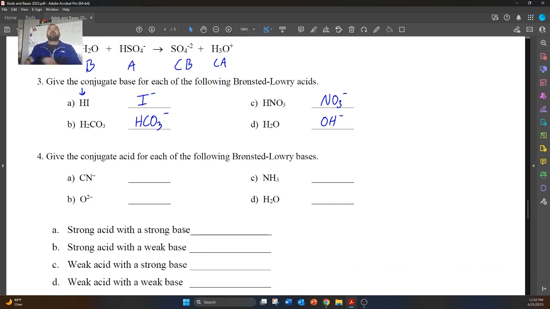All right, number 4, I'm going to give this to table 6. That's you guys. Look up here. So A, we're going from base to conjugate acid. HCN. HCN, good. Next one. It's going to become OH minus. What's the next one? NH4 plus, good. Now the last one. H3O plus. All right, H3O plus.